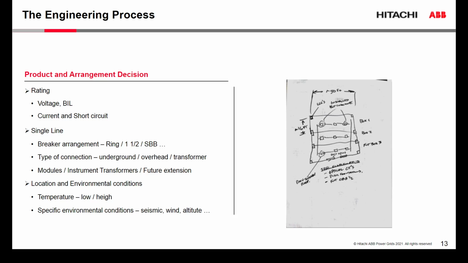Next step, of course, it would be good to know, do you want to have a ring configuration, 1.5 single bus bar, or whatever layout you come up with, and the type of connections. Are your plans to go with underground, overhead, or transformer connections? What are your ideas to modules like surge arresters? What are the instrument transformers requested? How does your protection system look like? Or are you planning on any future extension?